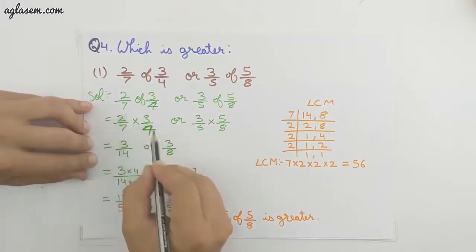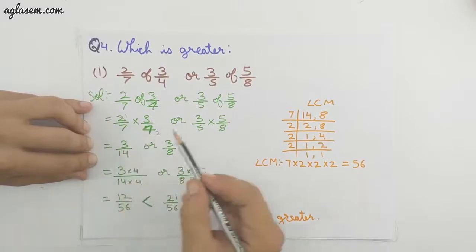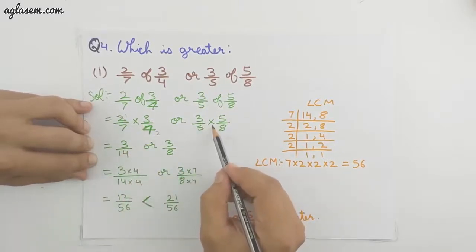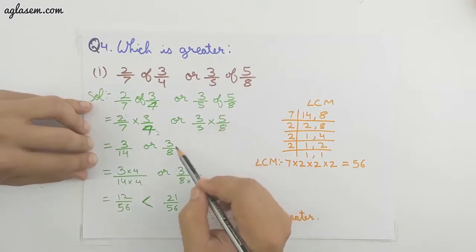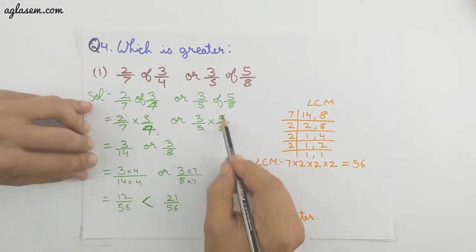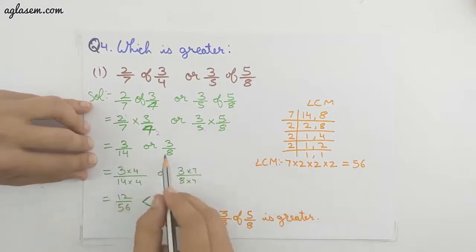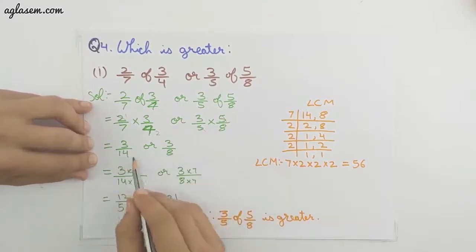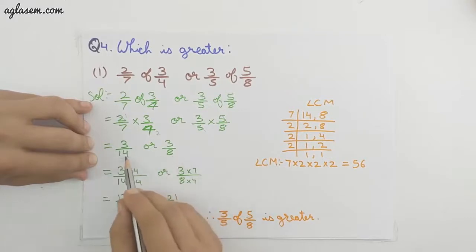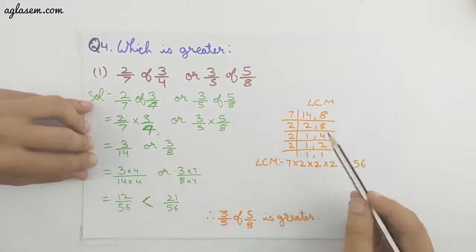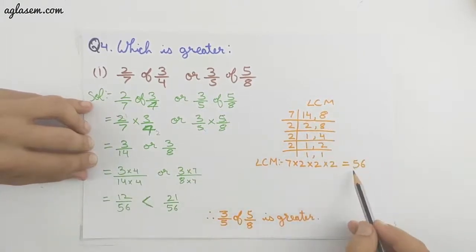It's 2 ones are 2, 2 twos are 4, 7 twos are 14, and 3 is 3 itself. In the right side we have 3 by 5 multiplied by 5 by 8, which will give us 3 by 8, like 5 by 5 cancel. So 3 by 8. We can't find which is greater because their values are different. For this we will take the LCM of both the numbers 14 and 8. The LCM of 14 and 8 is 56.